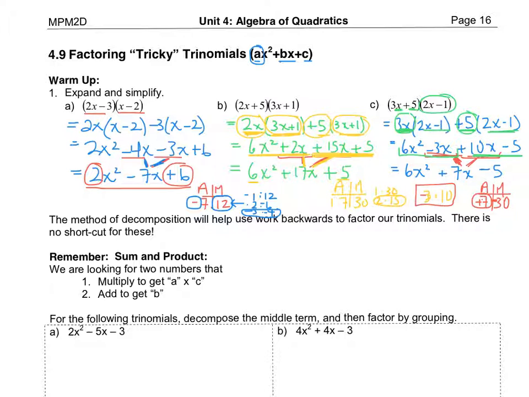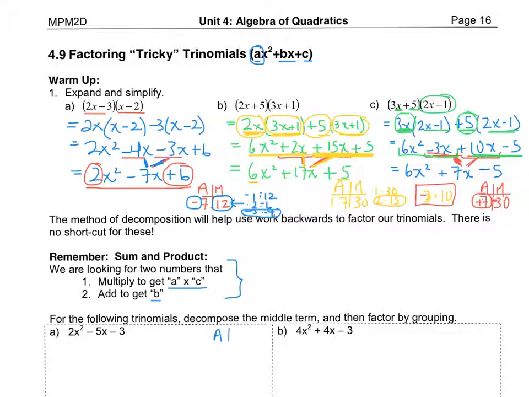It's just we don't have a 1 in front of the x squared today. All right, so just key idea here. Remember your sum and product. We're looking for two numbers that multiply to the a times c and add to get the b term. So try this example. Decompose the middle term.